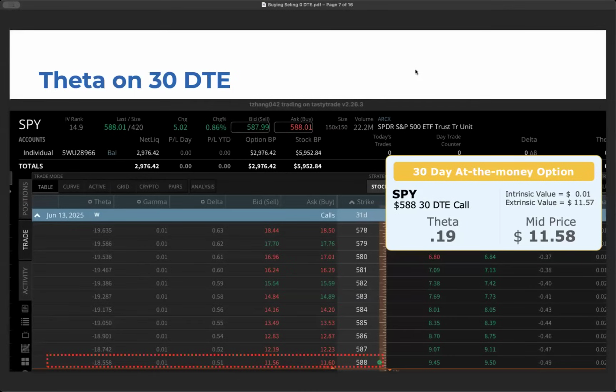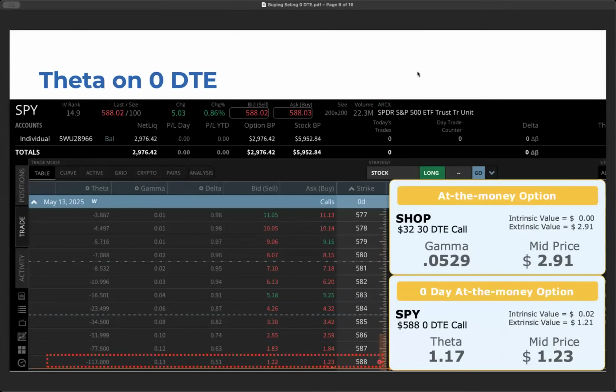Okay, so now let's take a look at that same example using a 0 days to expiration option. I took this when SPY was trading at basically the exact same price, 588 and 2 cents, and I'm looking at selling the May 13th expiration, which is the expiration that expires today.